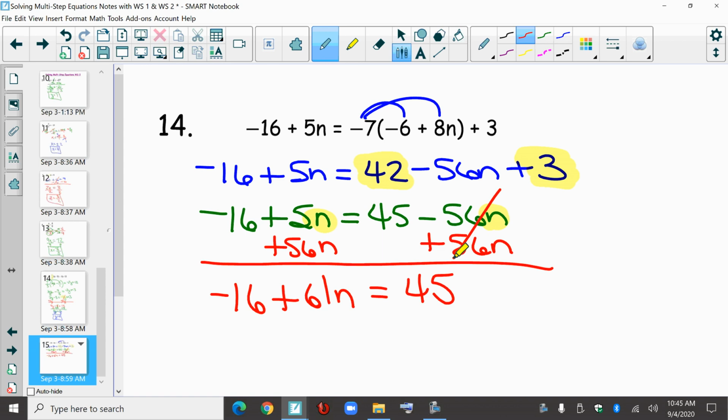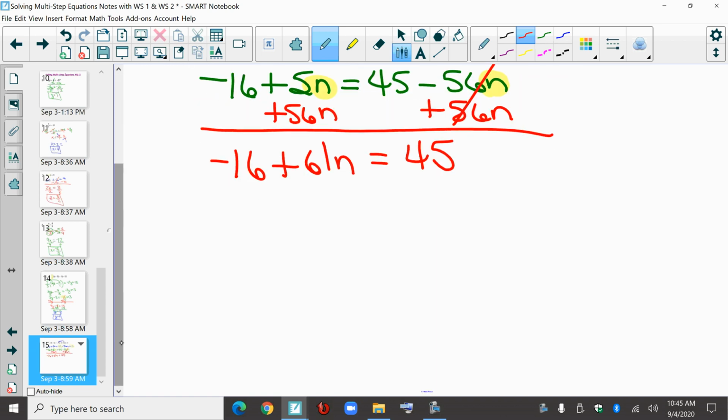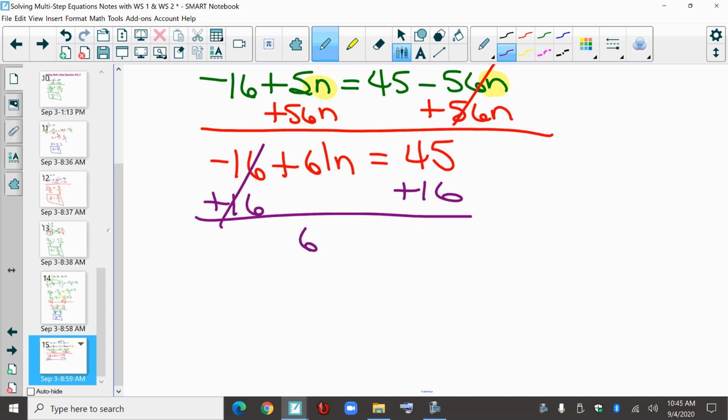I'm still solving for n. So how do I get rid of the 16? It's negative right now. So to get rid of it, I am going to go ahead and add 16 to both sides. So I have 61n is equal to 61. Then I'm going to divide both sides by 61, so n is equal to 1.